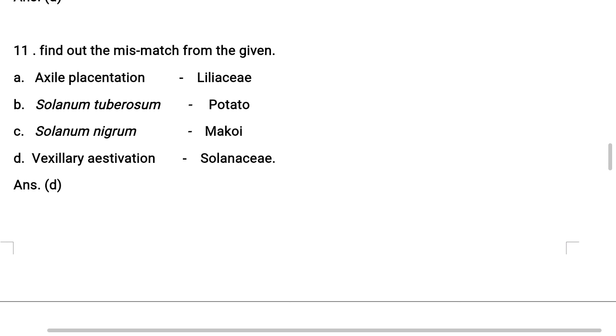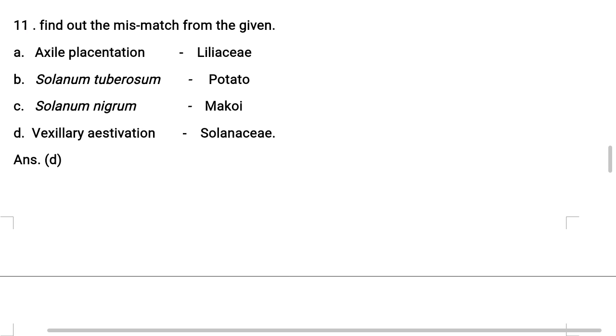Find out the mismatch from the given. We need to identify mismatch from the ABCD. One is mismatched, rest of the three are correctly matched. Okay, now let's talk about options. Axile placentation, Liliaceae. So this is a correct match. In Liliaceae family, we can see axile placentation.